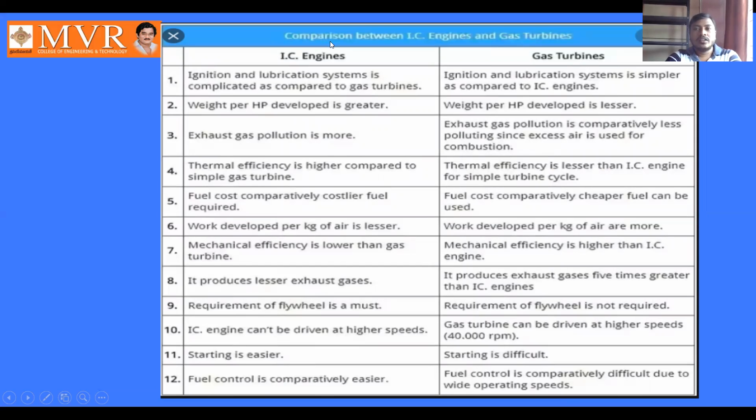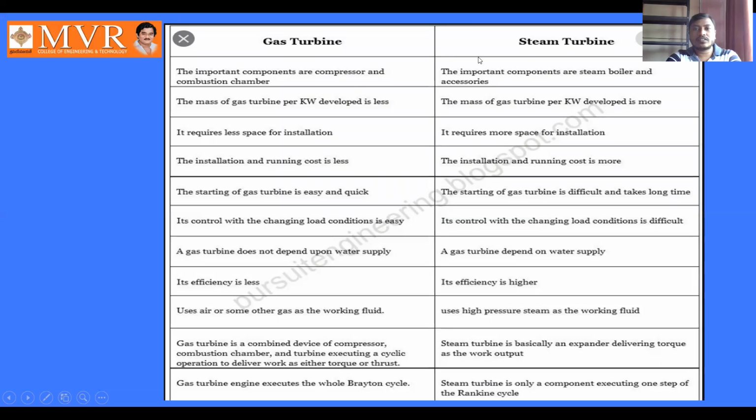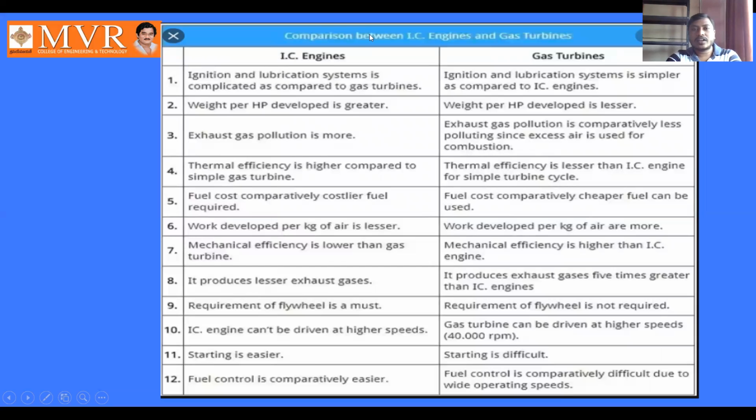And coming to here, we have the comparison between IC engines and gas turbines. Here we have studied the comparison of gas turbine and steam turbine. Now we are studying the comparison between IC engines and gas turbines. See here, the ignition and lubrication system of IC engines is complicated as compared to gas turbines. In gas turbines, the ignition and lubrication system is simpler as compared to IC engines. Weight per HP developed is greater for IC engines, and weight per HP developed is lesser for gas turbines. Exhaust gas pollution is more.